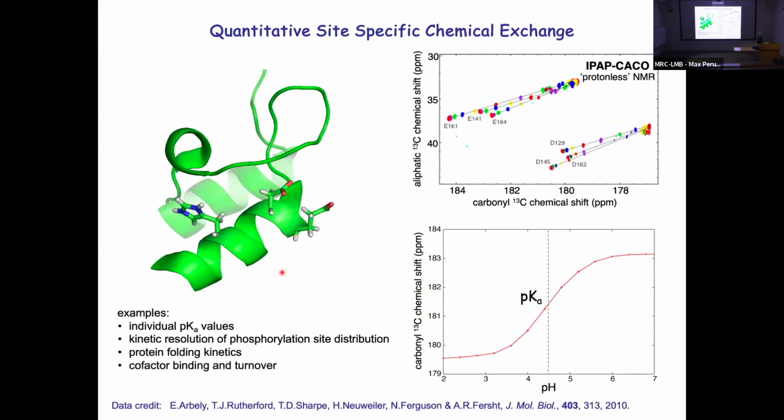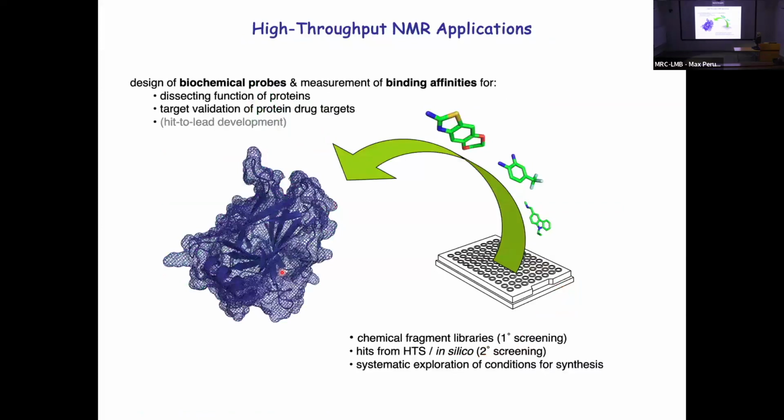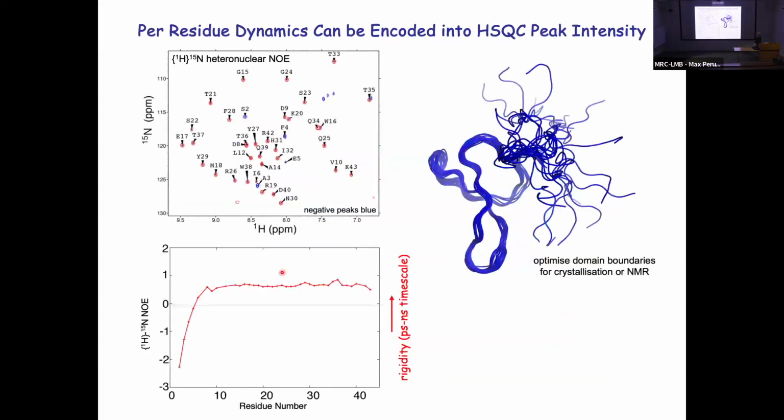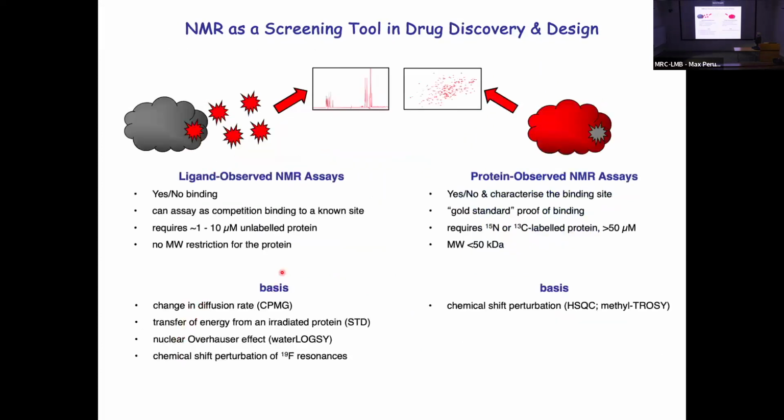Getting pKa values. Again, we can do this with site-specific detail and get individual pKa values of specific side chains in the protein. Drug screening: we're able to identify hits for small molecules that bind to protein surfaces, used for the early stages of drug discovery.